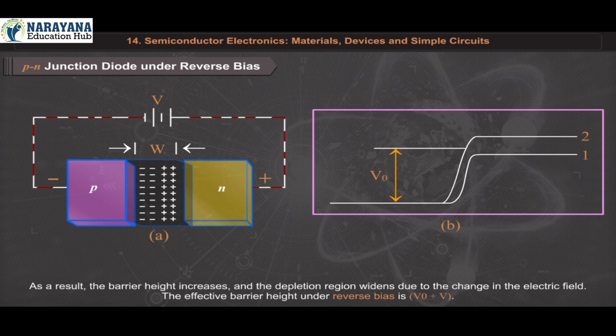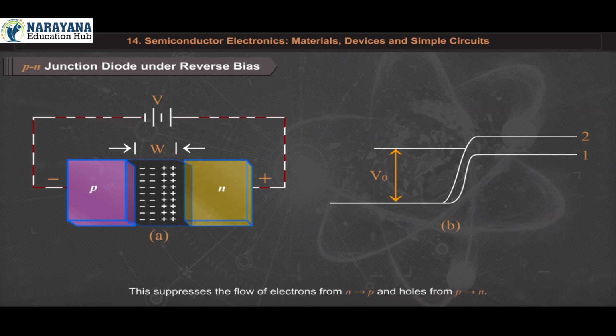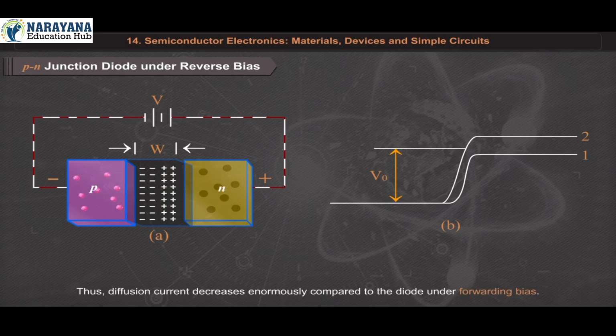The effective barrier height under reverse bias is V0 plus V. This suppresses the flow of electrons from N to P and holes from P to N. Thus, diffusion current decreases enormously compared to the diode under forward bias.